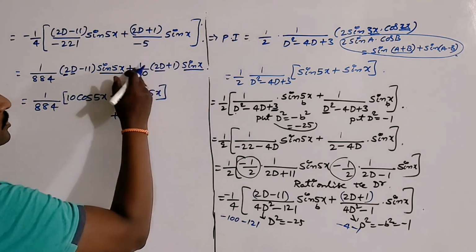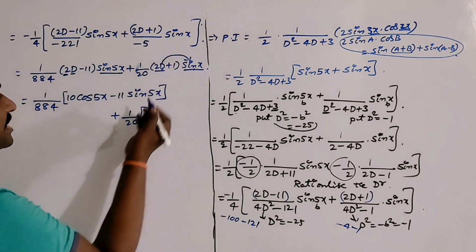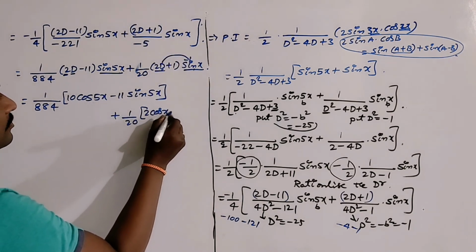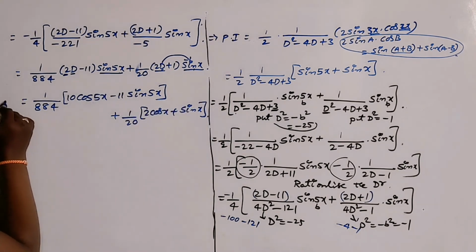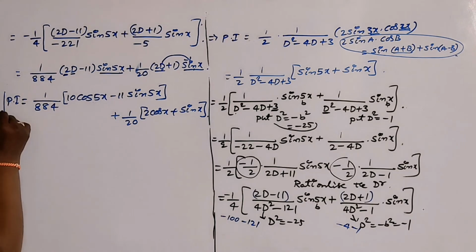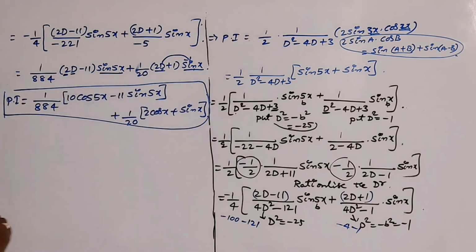Okay, take sin x to inside. 2D sin x, derivative of sin x. Derivative of sin x is cos x. 2 cos x plus 1 into sin x, sin x. So D is completely eliminated. That's why simplification of PI is over. Okay, this is the particular integral.